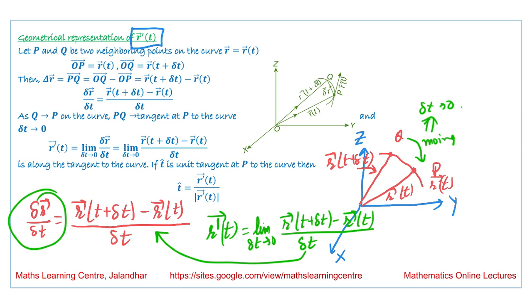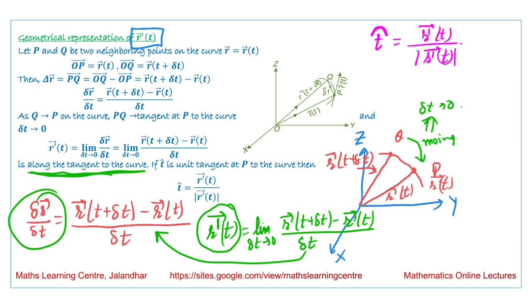So this r dash t basically gives us the tangent to this curve at the point P. And if we want to calculate the direction of this tangent, the direction of the tangent at this point is given by r dash t over mod of r dash t. So the direction of this derivative will give us the direction of the tangent at the point P on this curve.